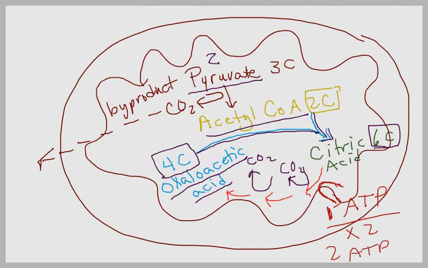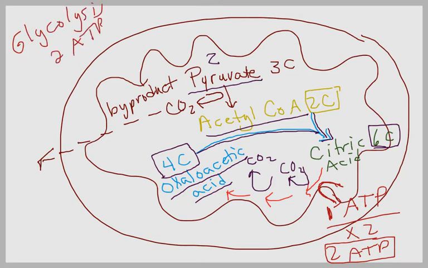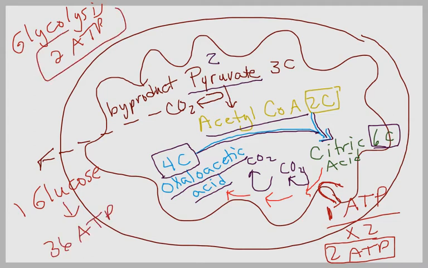Okay, but still, that's not a lot of ATP. We do have 2 ATP from here, and if you remember back with glycolysis, we also had 2 ATP, but 1 glucose molecule should give us 36 ATP. And so we have 2 from glycolysis, we have 2 from the Krebs cycle, that only adds up to 4. So where does the other 32 ATP come from?